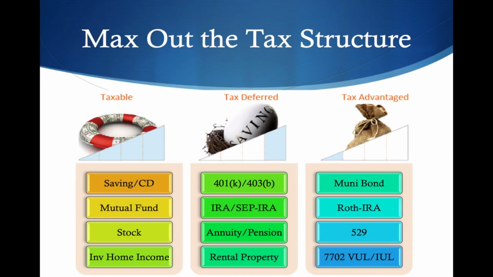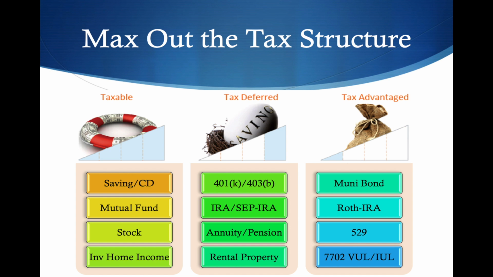529, that's going to be your college savings plan. However, recently it has changed to be anything educational. So it could be private school from elementary, junior through high school. However, if you take the money out and you use it for anything aside from education, then you will be taxed on that amount that you've used outside of education.